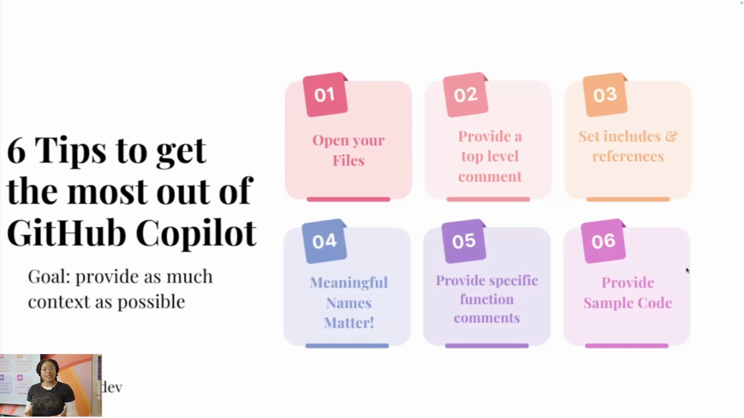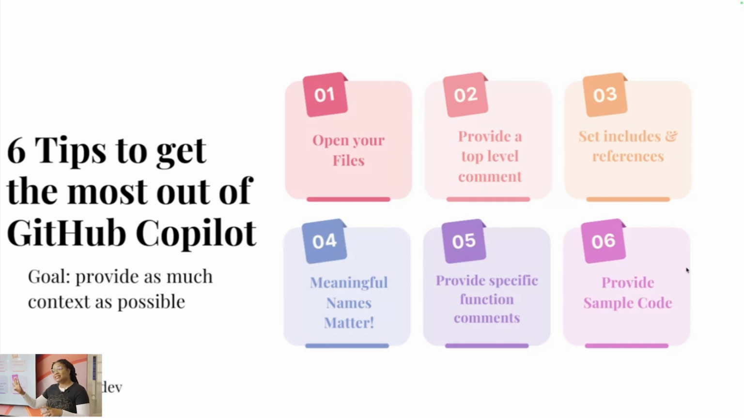The third tip for you is to set includes and references. And setting includes and references essentially mean tell it what version of a tool you want to use. So let's say you're trying to build a Flask API. Instead of just saying, build a Flask API for me, say, build a Flask API using version X to do XYZ. You know what I mean? Be specific in your request and you will get back better responses.